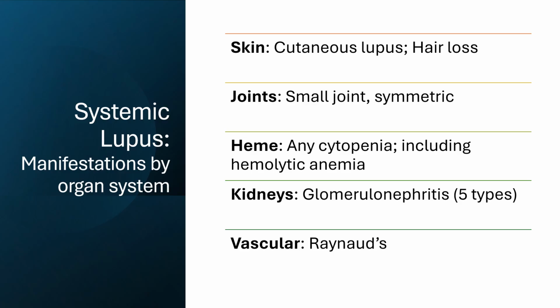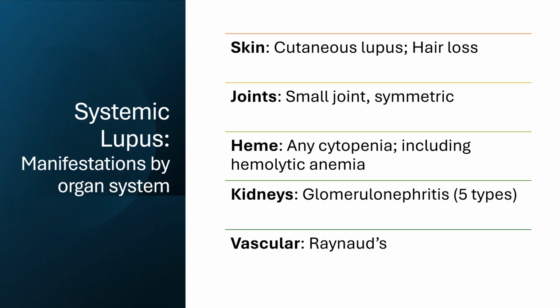Lupus can also affect the bone marrow, or the hematologic organ. Is that an organ? The heme. This can cause any cytopenia. It can cause a single cytopenia, such as an isolated leukopenia. It can cause an isolated anemia. It can cause a combination of cytopenias. It also can affect the blood counts through hemolysis.